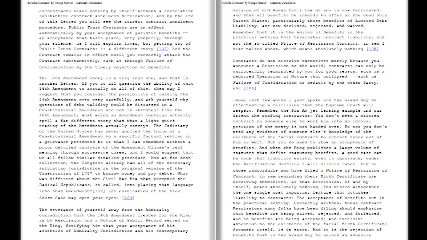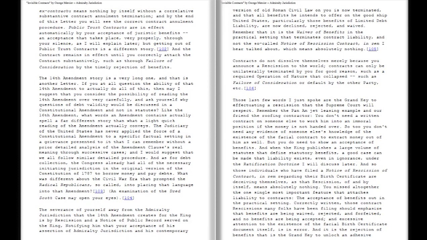The severance of yourself away from the Admiralty jurisdiction that the 14th Amendment creates for the King is by rescission and a notice of public record served on the King, notifying him that your acceptance of his assertion of Admiralty jurisdiction and his contemporary version of Old Roman civil law on you is now terminated, and that all benefits he intends to offer on the good ship United States, particularly those benefits of limited debt liability, are now declined, rejected, and waived. Remember that it is the waiver of benefits in the practical setting that terminates contract liability, and not the so-called notice of rescission contract, in rem, I here talked about, which means absolutely nothing.